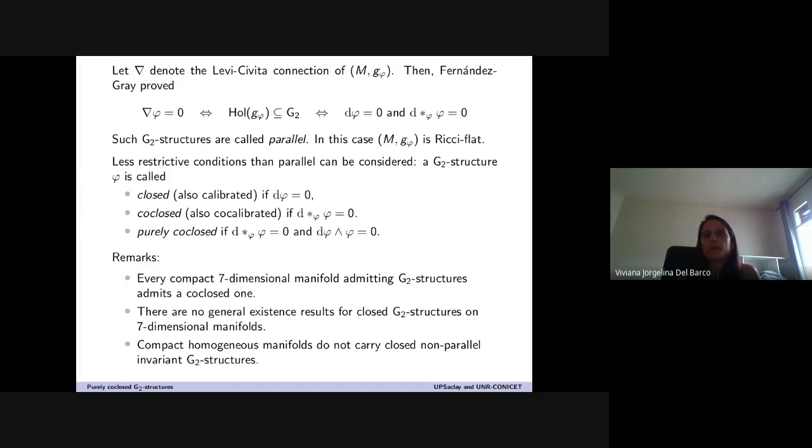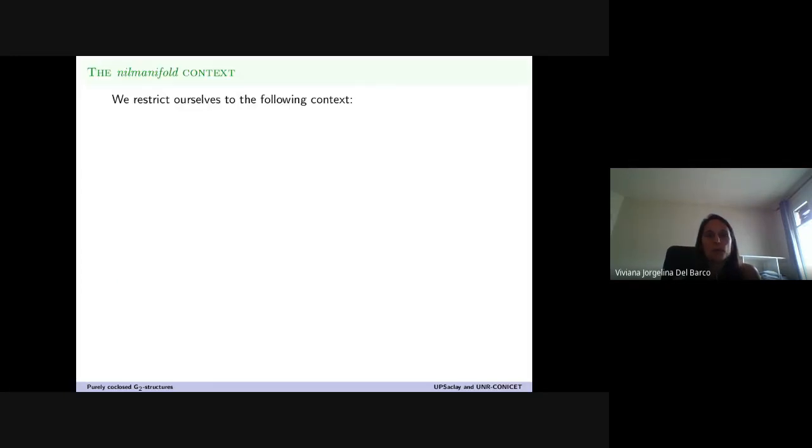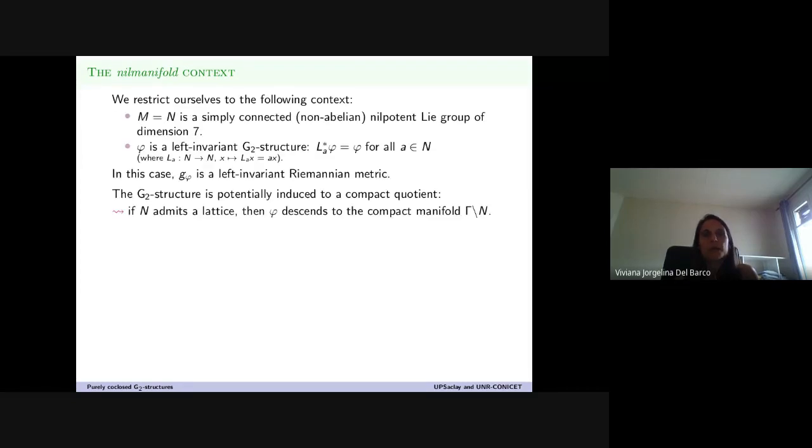But in the invariant context, we also have some problems. So now I'm going to enter the nilmanifold context. So this is the context we are going to work in. And here my manifold is going to be a simply connected nilpotent Lie group, which is not abelian, of dimension 7. And the three-form is going to be considered to be left invariant. That means that left translations of the Lie group, the multiplication, preserve the three-form. So in this case, the metric induced is a left invariant metric.